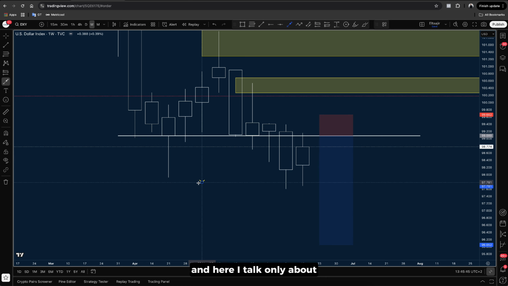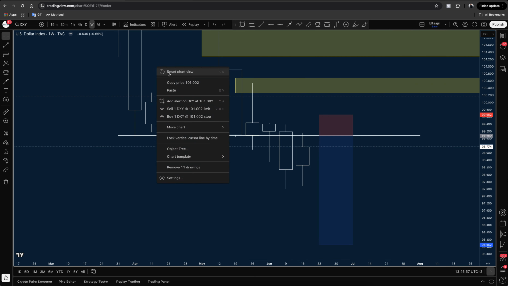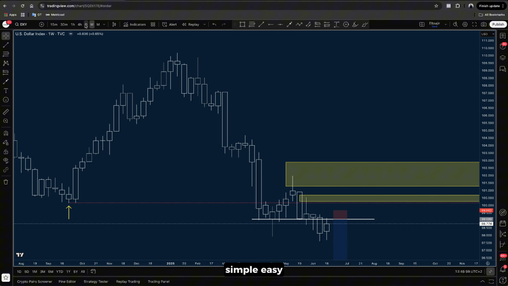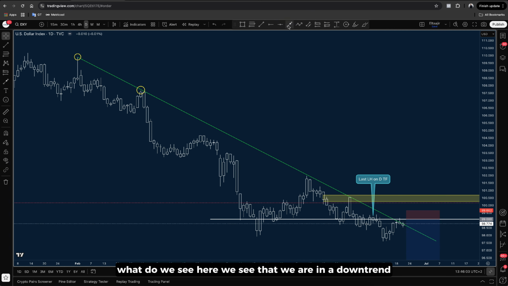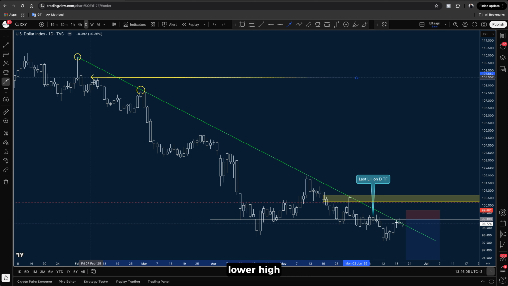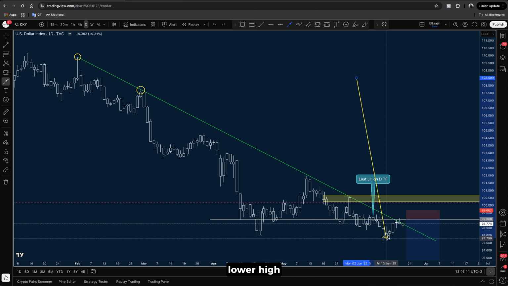And here I talk only about, in this example, resistance and support. Price broke below, came to retest here, this white line which is support. Now it came to retest as resistance. Simple, easy. Going to daily time frame, what do we see here? We see that we are in a downtrend. Lower high, lower low, repeatedly.